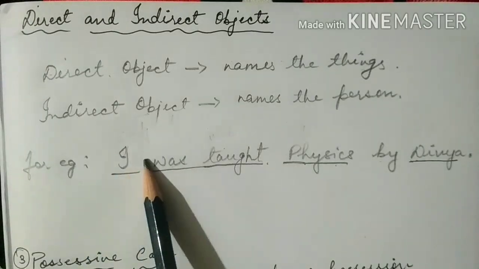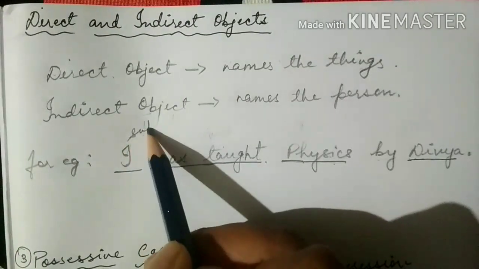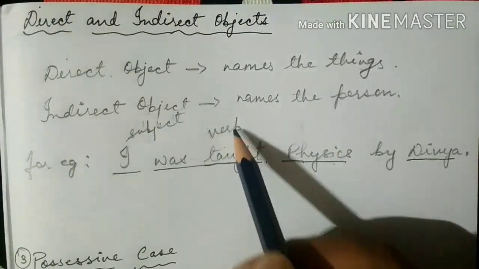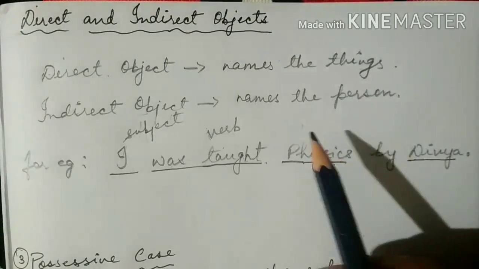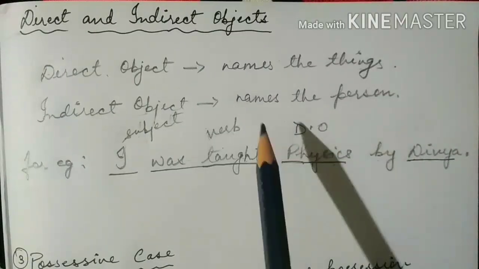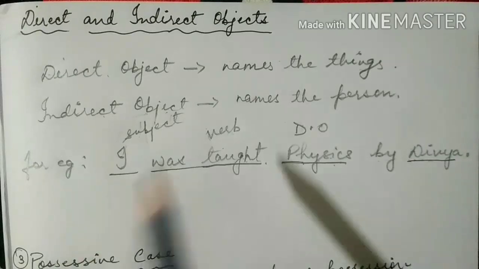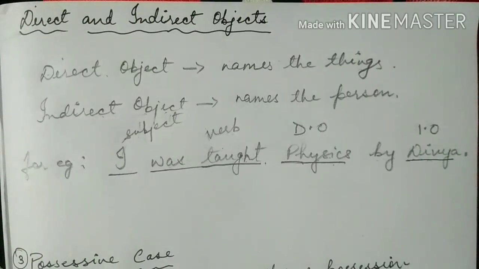For example, I was taught physics by Divya. I is our subject. Was taught is our verb because it is an action performed. Now physics is a thing, so physics will be our direct object. Now Divya is an indirect object. Why is it an indirect object? Because it's naming the person. So this is the easiest way to identify the direct and indirect object in a sentence.